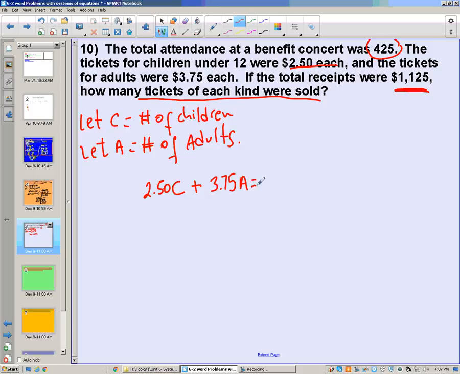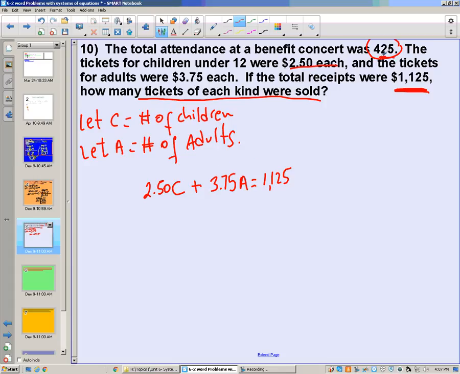So that's how they made that money, right? Let's stop and see if we understand. It's the cost of one child admittance, one ticket for a kid, times the number of kids that went, and then the cost of one adult ticket times the number of adults that went. Okay, so now we know that. And what else do we know? They also told us this, right?